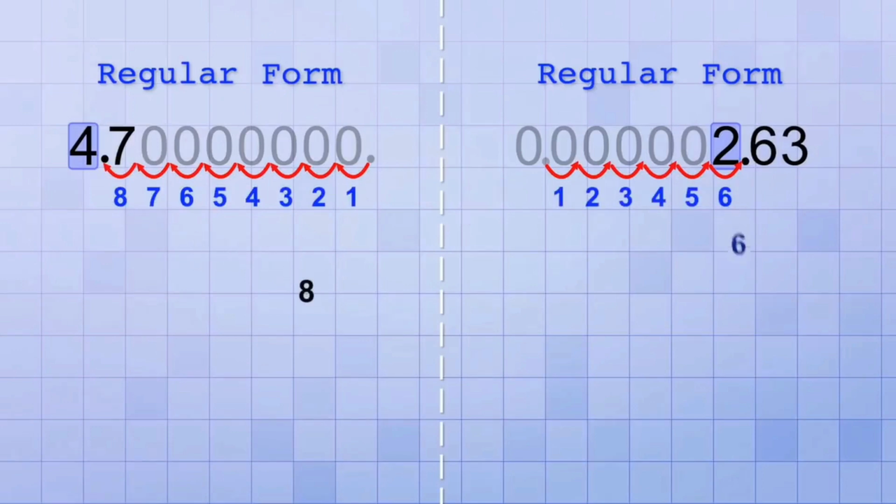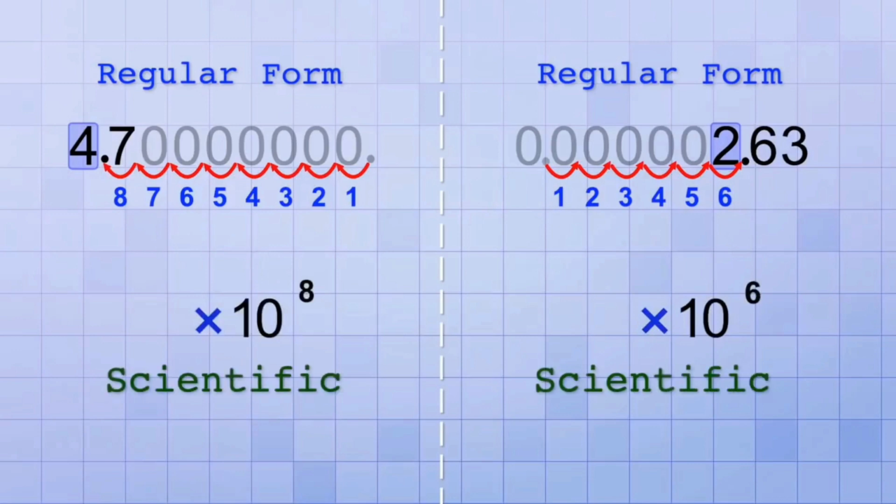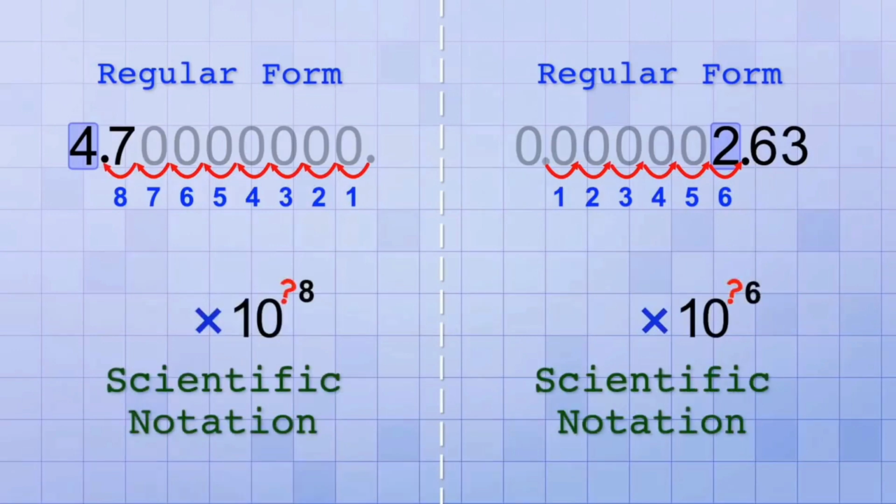The number of places we need to shift will be the exponent in the scientific notation, but the sign of the exponent is determined by the direction we shift. If you shift to the left because you started with a big number, then the exponent will be positive. But if you shift to the right because you started with a small number, then the exponent will be negative.